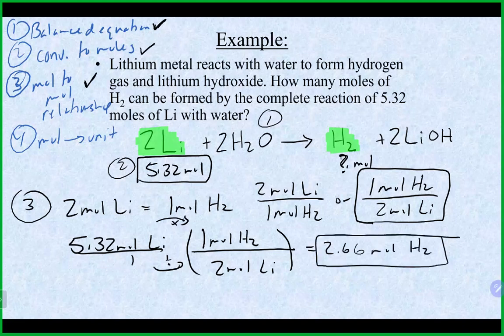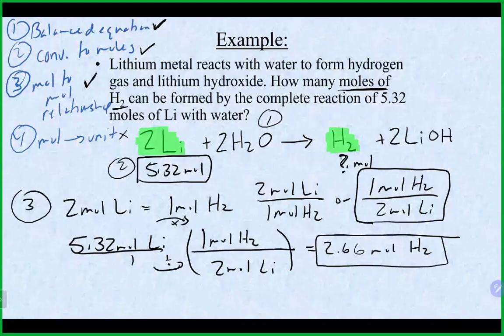In this particular problem, we are actually done because that is what we're looking for. We're looking for the moles of hydrogen in this case. We actually don't have to do the fourth step here. If we were looking for grams, we would need to do the fourth step, and we would need to use the molar mass of H2 to convert those moles of H2 into grams of H2.